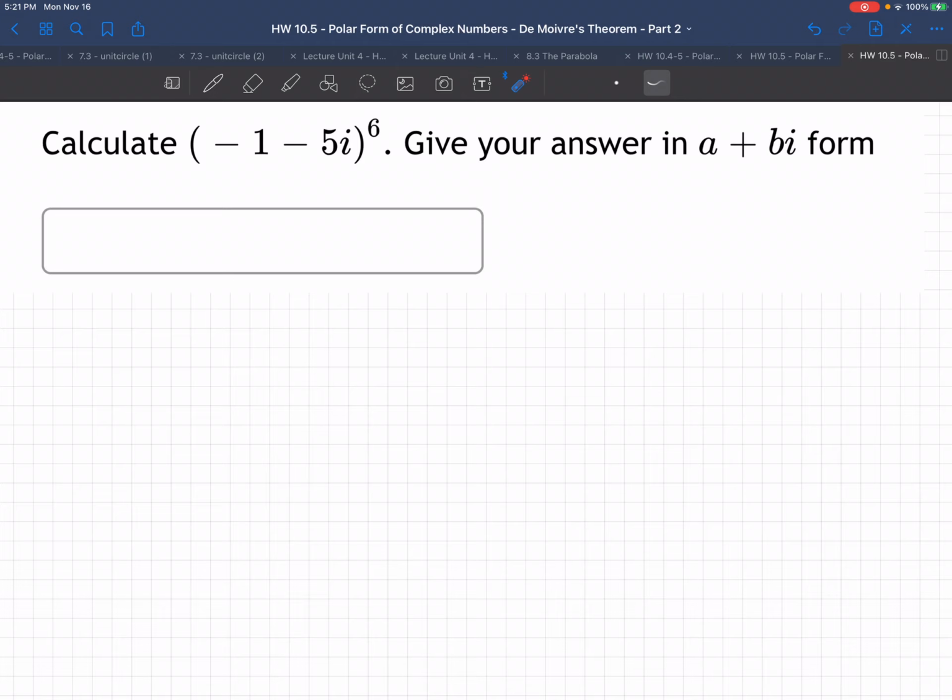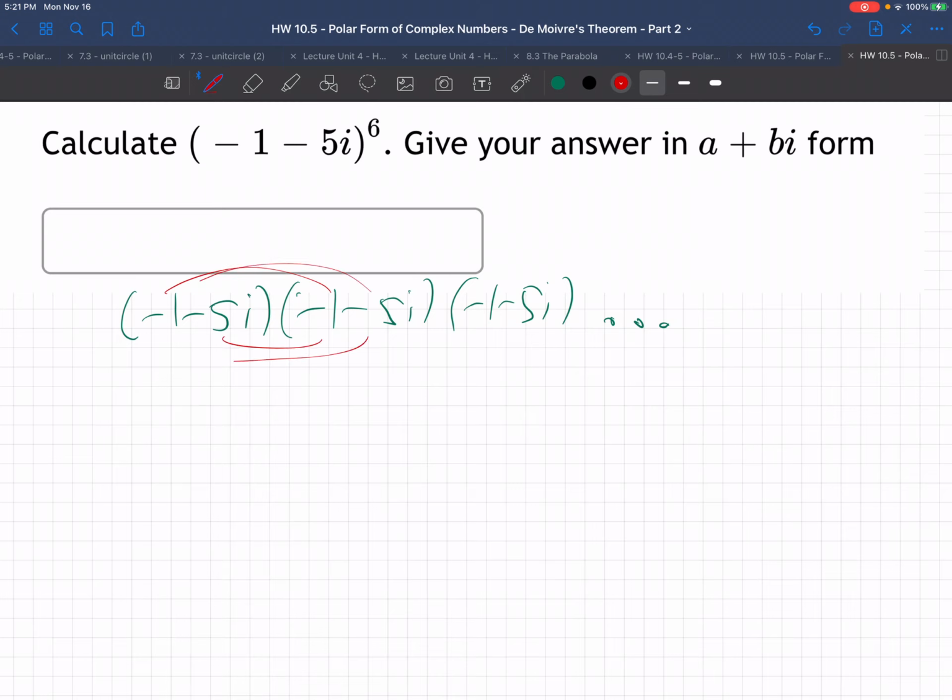Well, it would be really difficult to write 6 of these, right? To go minus 1 minus 5i, minus 1 minus 5i, minus 1 minus 5i, etc. 6 of them. And then start foiling. 1 plus 5i plus 5i plus 25i squared. And then you got to foil with the next one. And that's only 3 of them.